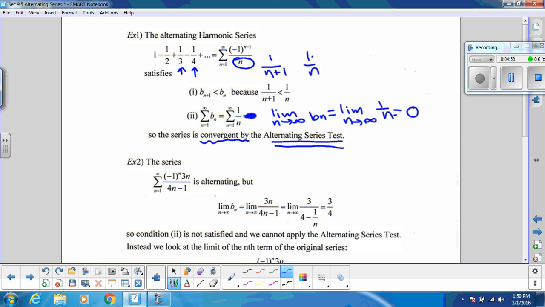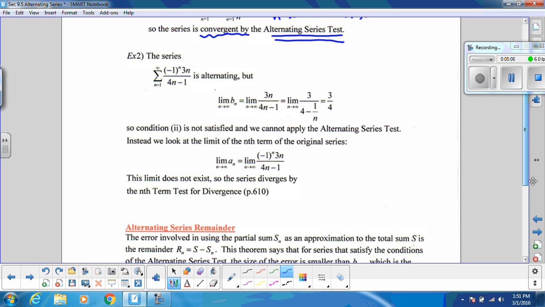Okay, so what happens if you don't have that? What does that mean? Let's look at this next example, example 2. All right, so here we have this series.